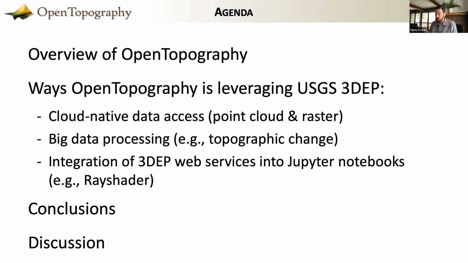And the last thing is this Rayshader Jupyter Notebook that an intern working with Matt and me built this summer, which also leverages the National Map APIs to pull in data and generate these Rayshader visualizations. So that's the plan. I'll try to go pretty quickly through the OpenTopo overview because I think a lot of you are familiar.